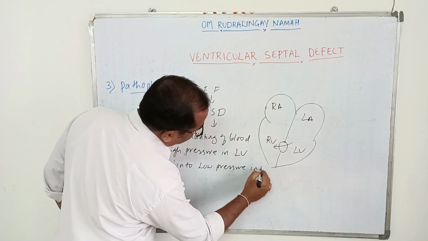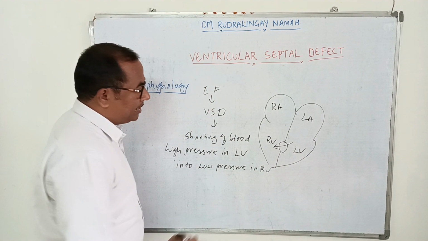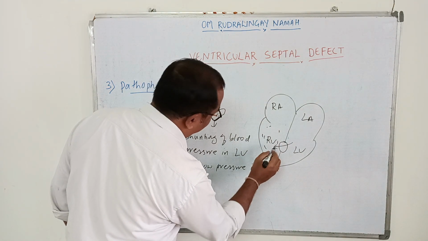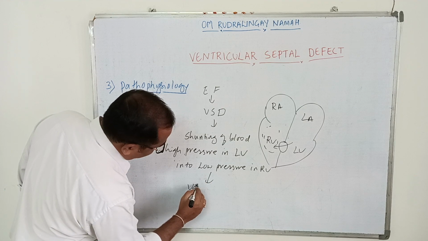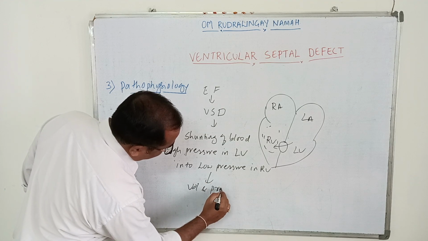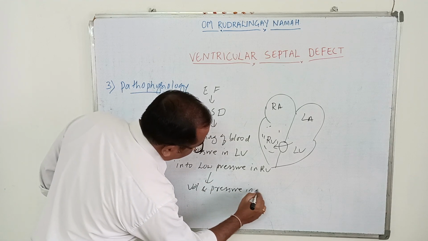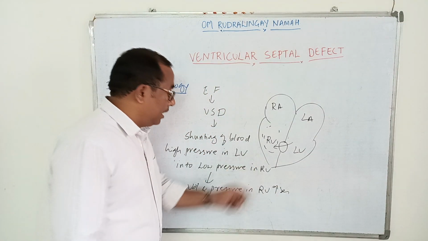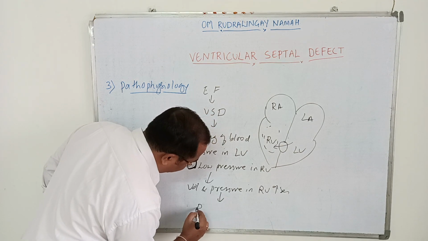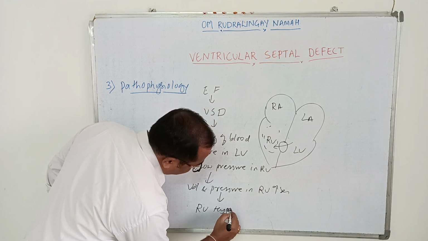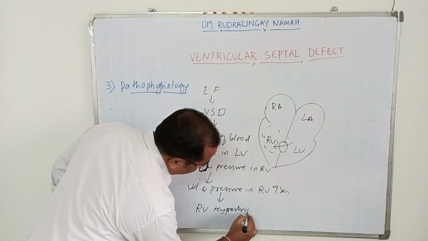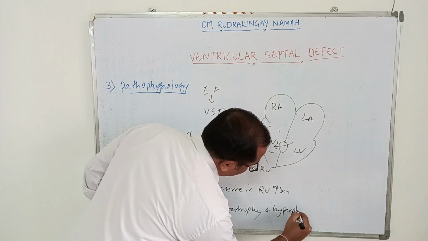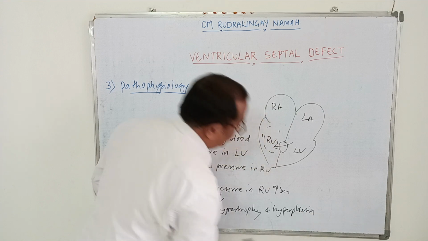Because of this, the blood volume and pressure in the right ventricle increases. This will lead to right ventricular hypertrophy and hyperplasia. So then what happens here?